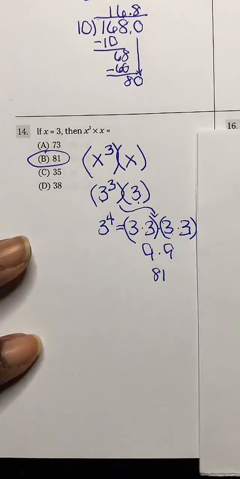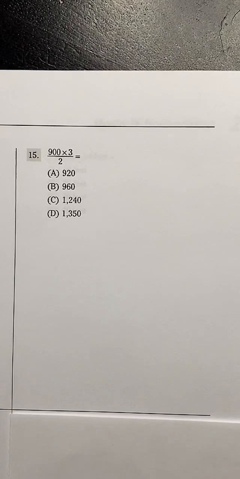All right, 2 more. Let's see what we got here. Oh, sugar. Yeah, I'll show you guys this. The last one may be a little doozy. So we have 900 times 3 divided by 2. What do we have? A at 920, B at 960, C at 1,240, D at 1,350.